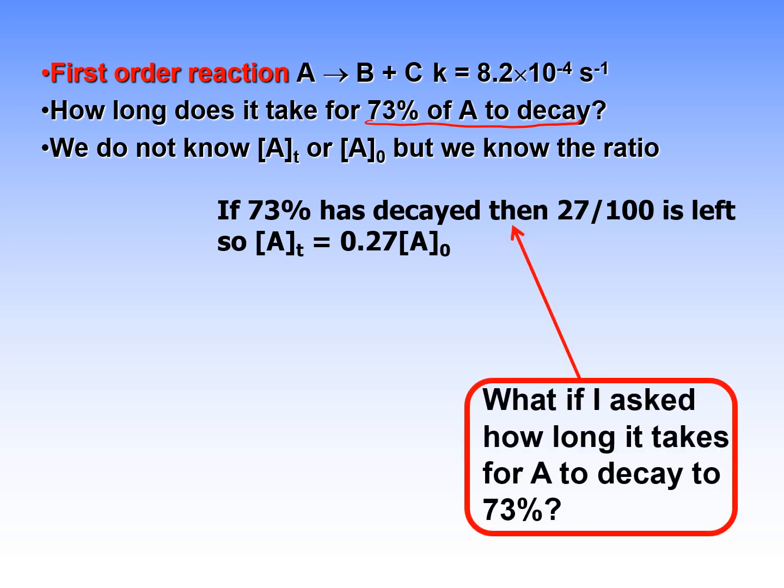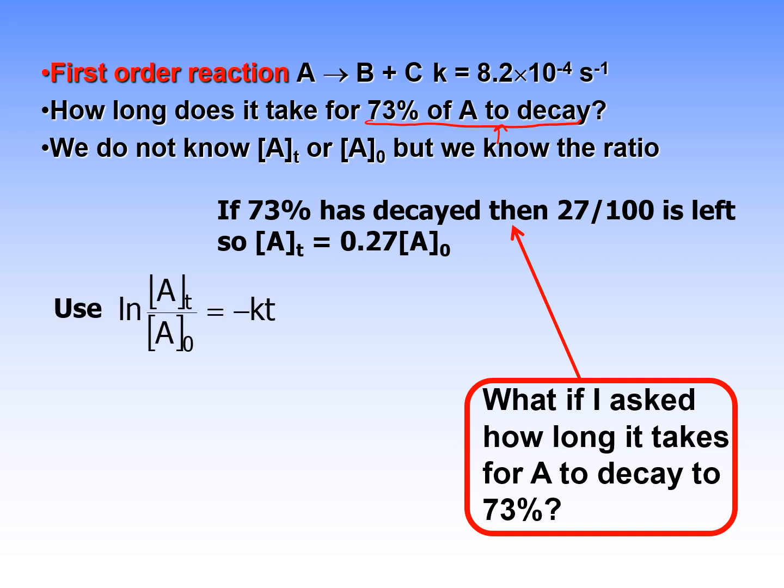It's important to note that just by changing literally one word in this sentence, it changes the problem dramatically. In the problem we're actually doing, I'm asking how long does it take for 73% of A to decay. If instead I asked how long it takes for A to decay to 73%, this isn't a 27, that's a 73, and this would be 0.73 A naught.